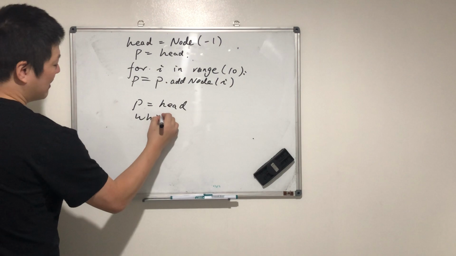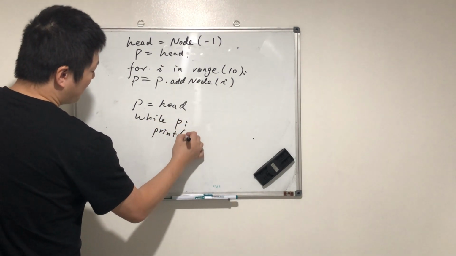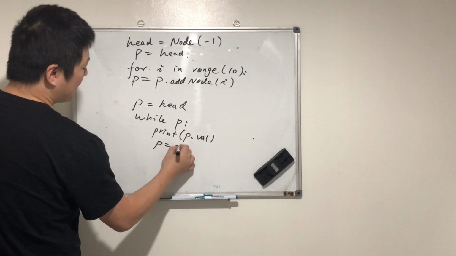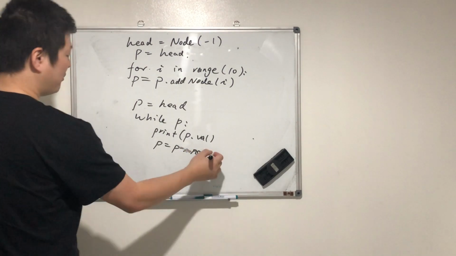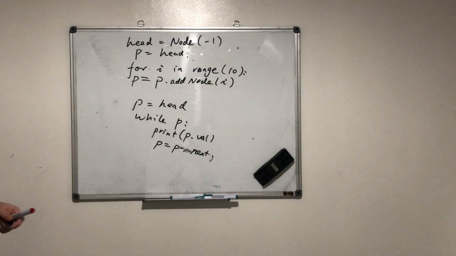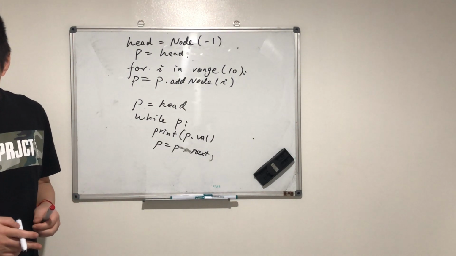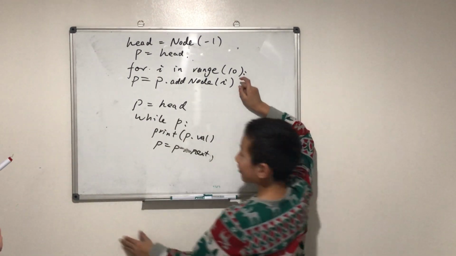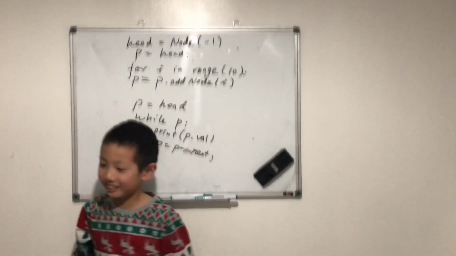While P is not None, print P.value, then P equals P.next. So what do you think is the output of this program? -1, 0, 1, 2, 3, 4, 5, 6, 7, 8, 9. How do you know? Can you tell me why? Yes, exactly. That's the output. For i in range 10 goes up to 10, but it doesn't include 10. So I get 10 numbers.